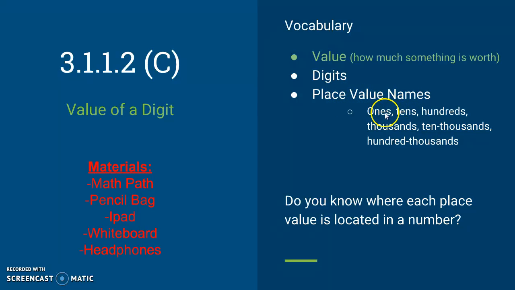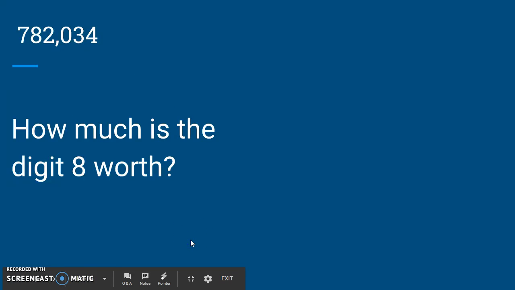Okay, we're talking about the place value name. So in the ones, tens, hundreds, thousands, 10,000s, and 100,000s, it depends upon how many digits are in a number and which place values you're using. And do you know where each place value is located in a number? You still have to know those skills from previous lessons. Let's go through and just look at a few. You do not need your whiteboard yet. I just want you to follow along, watch and listen, and in a little bit I'll have you grab your whiteboard.